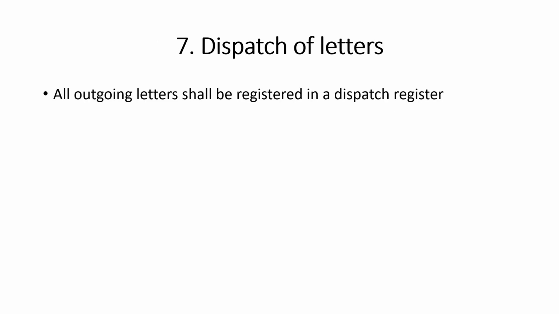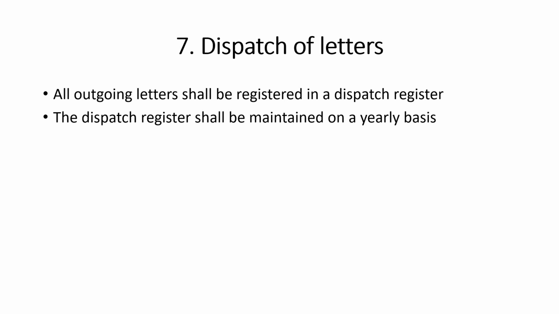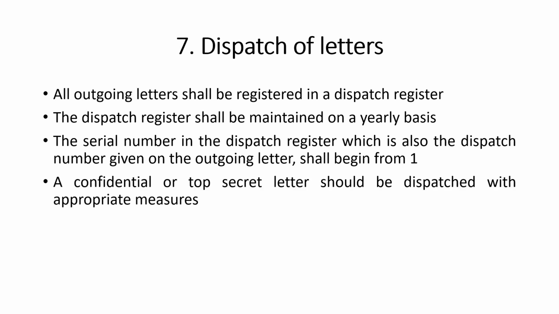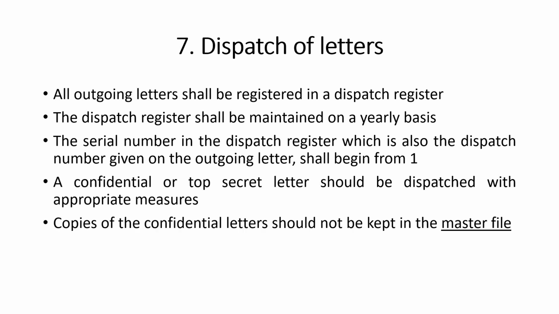Dispatch of letters. Just as a mail entry register is maintained, a register for all the outgoing letter or document is also kept, which is known as dispatch register. The dispatch register shall be maintained on a yearly basis as mentioned in the register entry. The serial number in the dispatch register, which is also the dispatch number given on the outgoing letter, shall begin from 1. A confidential or top secret letter should be dispatched with appropriate measures.